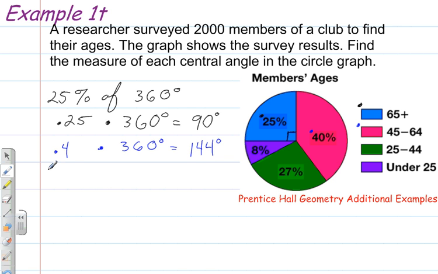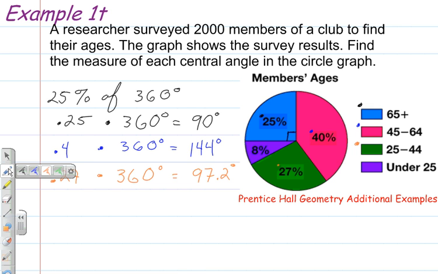The next age range we're going to look at is the 25 to 44, which would be this 27%. 27% as a decimal would be 0.27, or 27 hundredths, times 360 degrees. And run that through your calculator. It's going to give you a decimal number. It's going to be 97.2, and that would be degrees. So now we know the measure of this angle here.